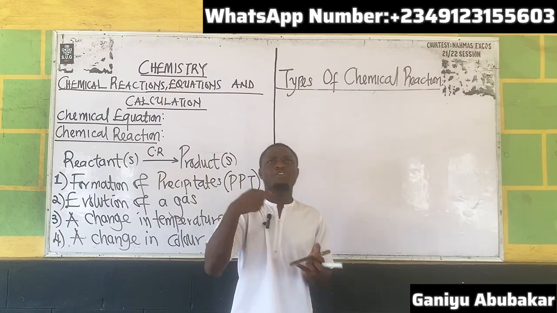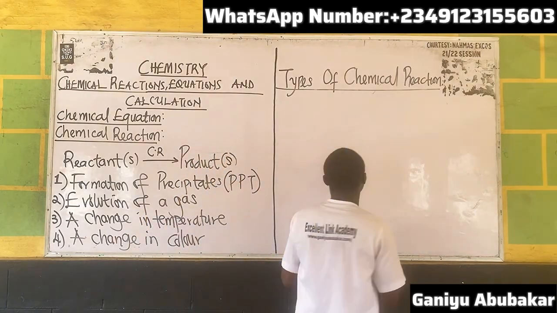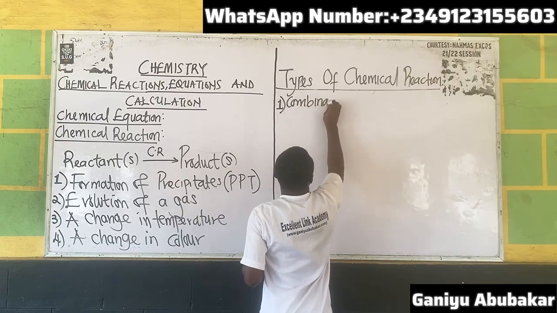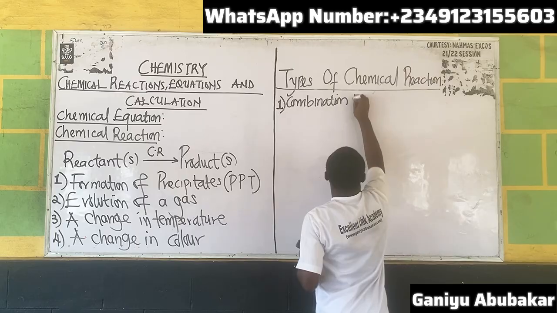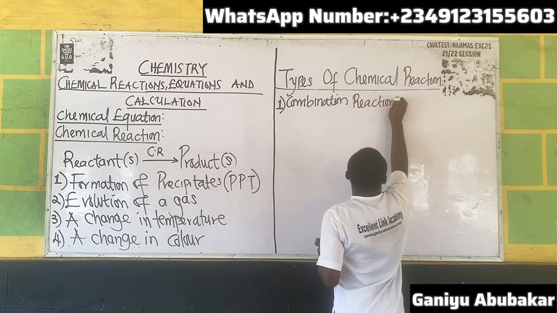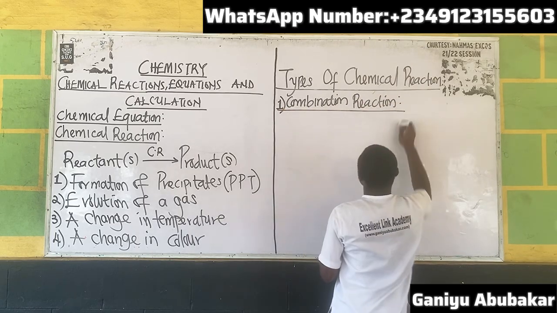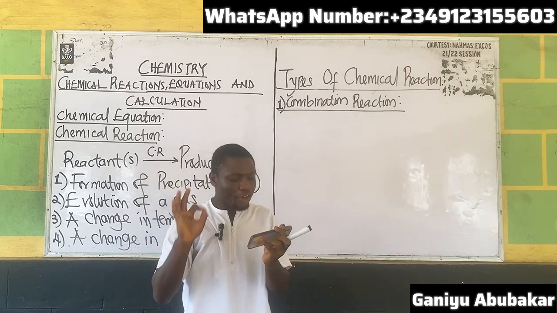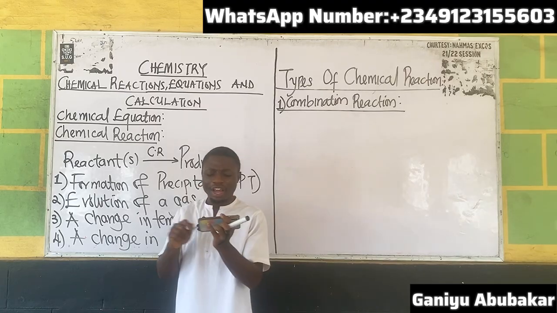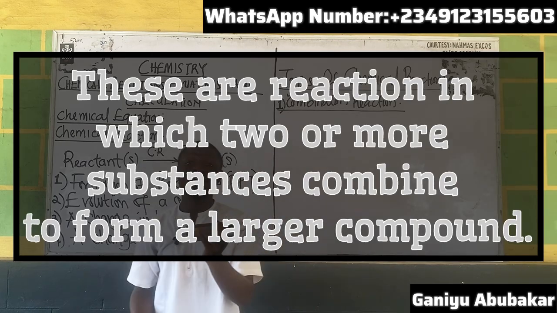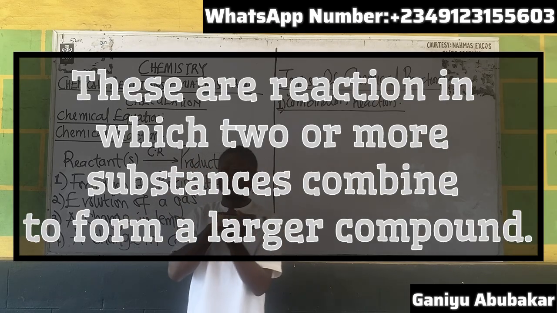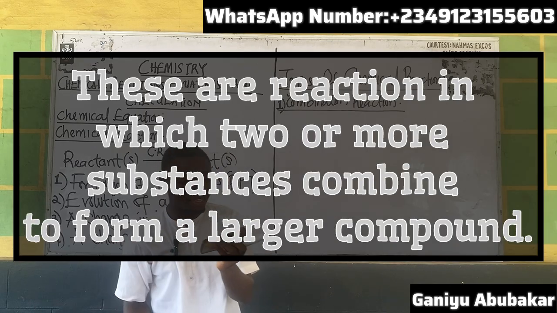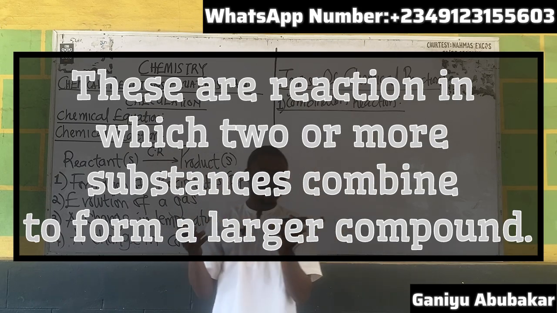Now, when it comes to types of reaction, the first thing to note, number one, is called the combination reaction. All right, definition. A combination reaction: these are reactions in which two or more substances combine to form a larger compound. I said these are reactions in which two or more substances combine to form a larger compound.